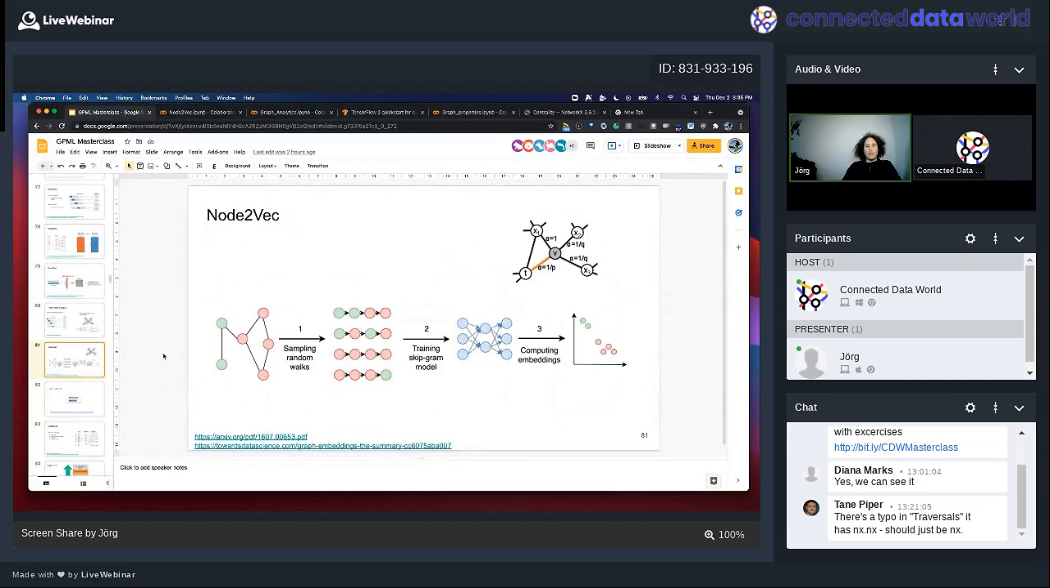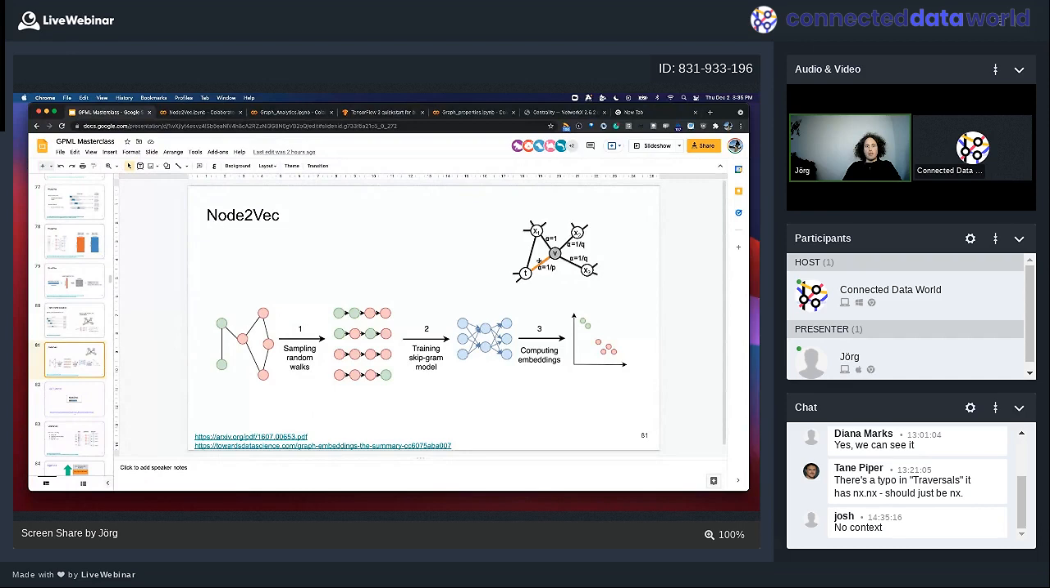Let me maybe ask the first question. What happens if that graph has no context? So if I interpret that, I think you mean we don't take any of the additional information on the nodes into account. It's really just structural. Yes, this is one of the big downsides of Node2Vec.